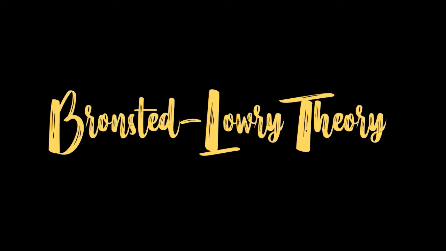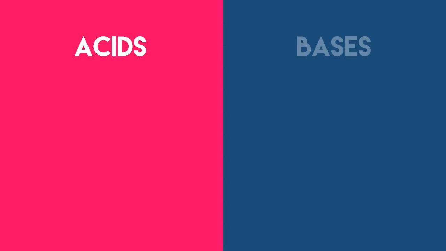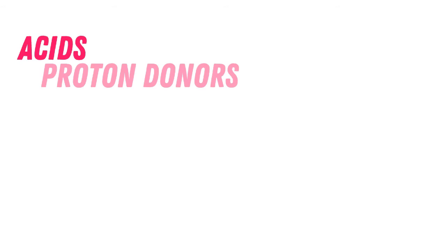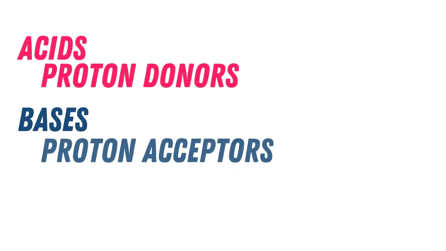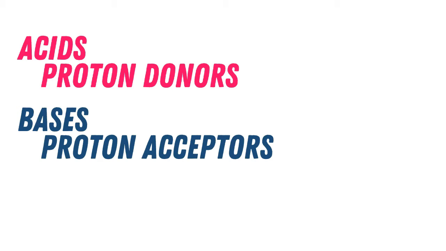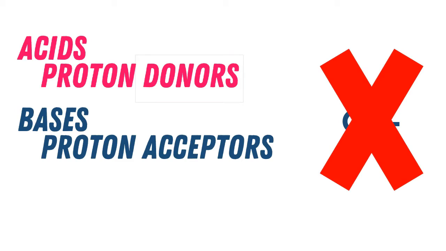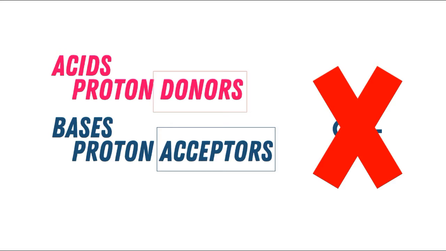We now proceed to the second theory about acids and bases, which is the Bronsted-Lowry theory. In 1923, Johann Nicolaus Bronsted and Thomas Martin Lowry developed a definition of acids and bases dependent on their abilities to either donate or accept protons. In this theory, acids are proton donors while bases are proton acceptors. Compared to the Arrhenius theory, substances no longer need to be composed of H+ or OH- ions to be classified as an acid or base. We only need to consider their capability to donate or accept.